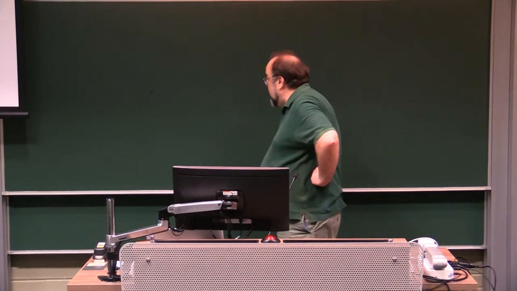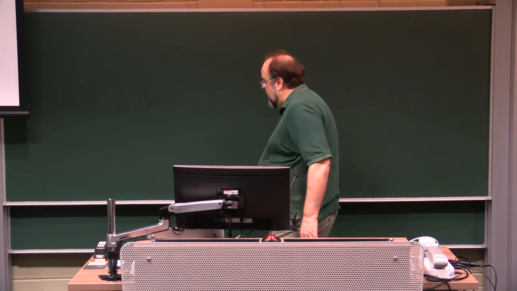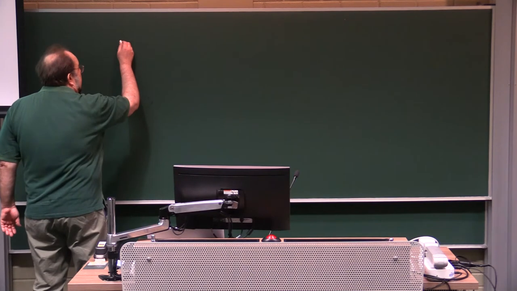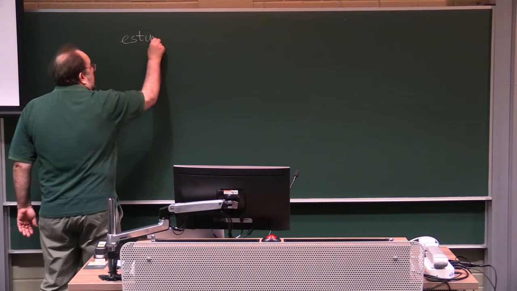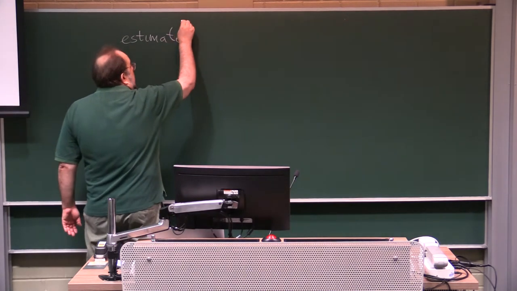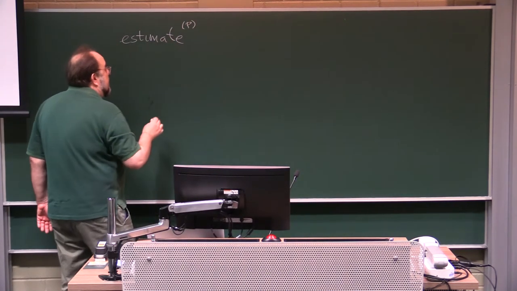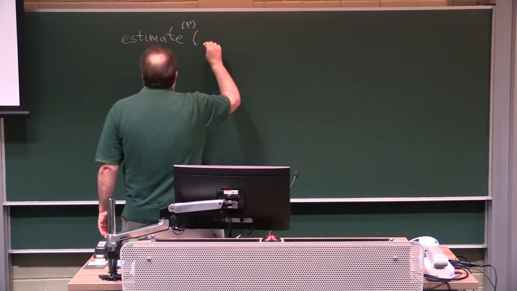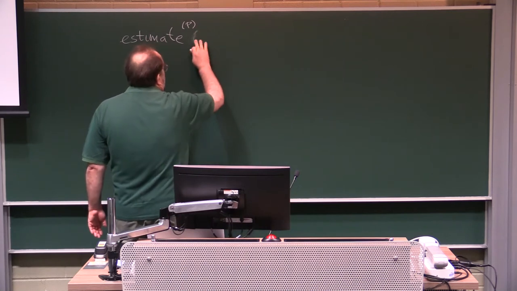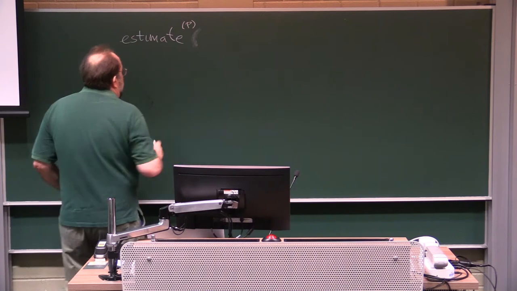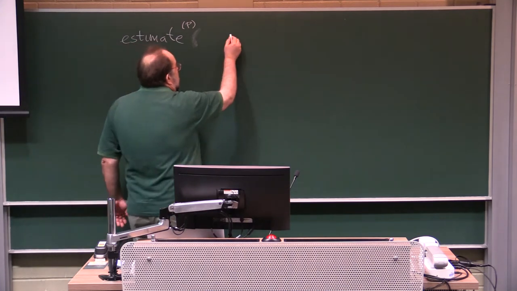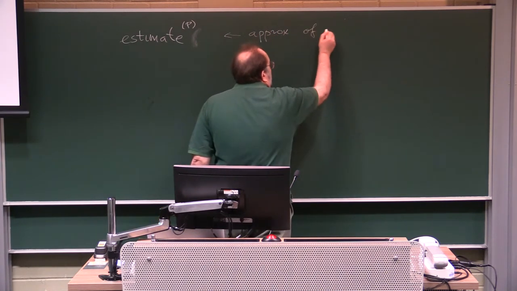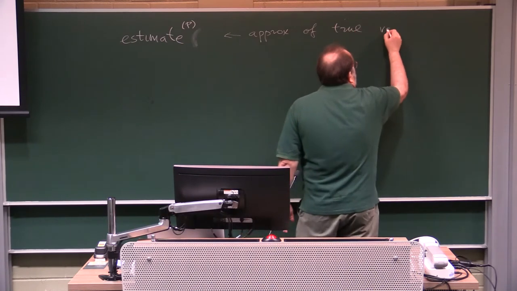But let's just remember what the idea is. The idea is to have a running estimate, say this will be some iteration p, which will be a vector of the true values, or approximations, so approximation of true values.